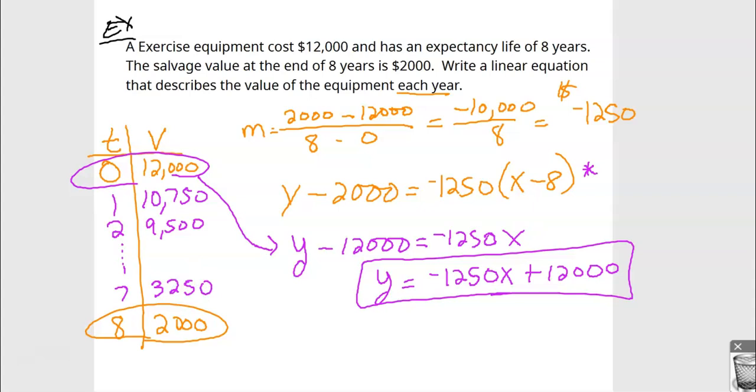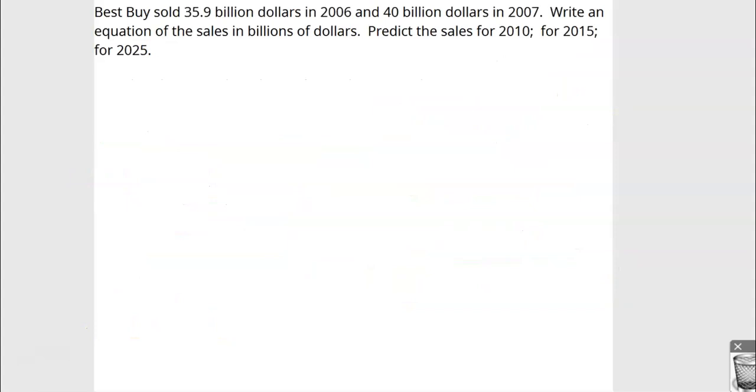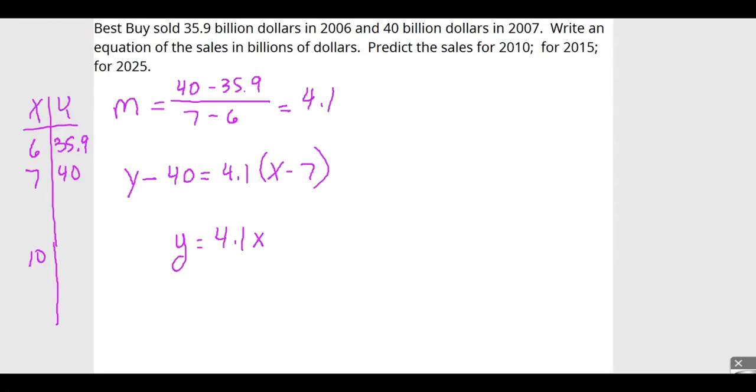So let's look at one more problem. Best Buy sold $35.9 billion in 2006 and then $40 billion in 2007. Write an equation of sales in billions of dollars to predict the sales for each of these years. So very similar to the last problem. We made an XY chart with starting values, found the slope, wrote the equation, and then I put it in y equals mx plus b.